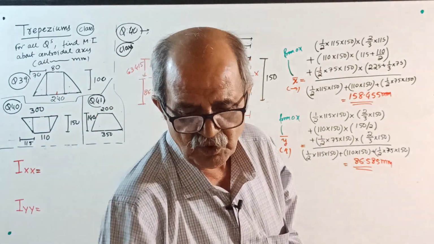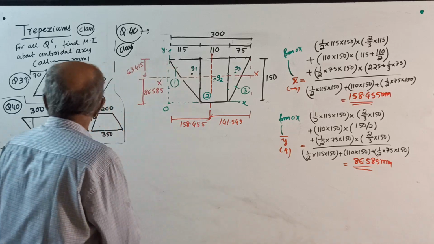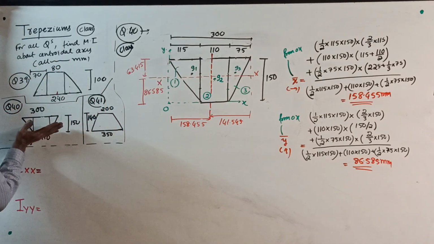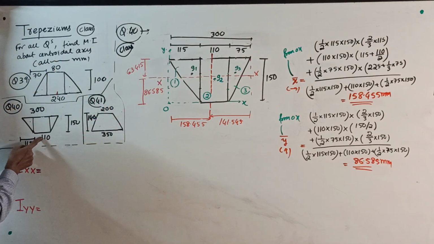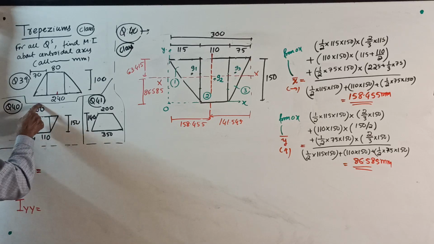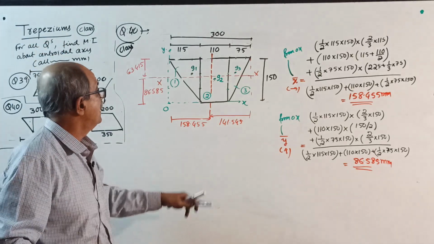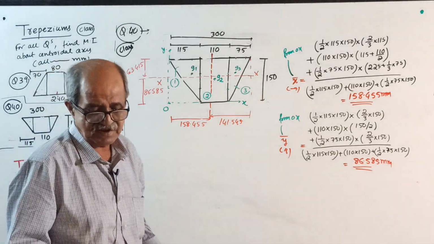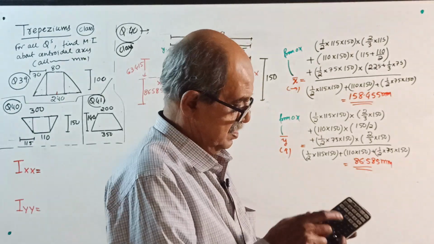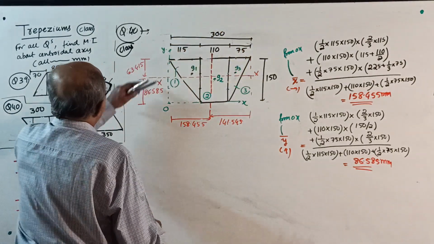Make a note if you want. In this question also, you need not find Y bar separately, because for this trapezium, Y bar from here equals (110 plus twice of 300) divided by (110 plus 300), into 150 by 3. Go back to the earlier one. The same answer will come. I'll check the answer. Yes, correct. Same answer. Okay, now start.